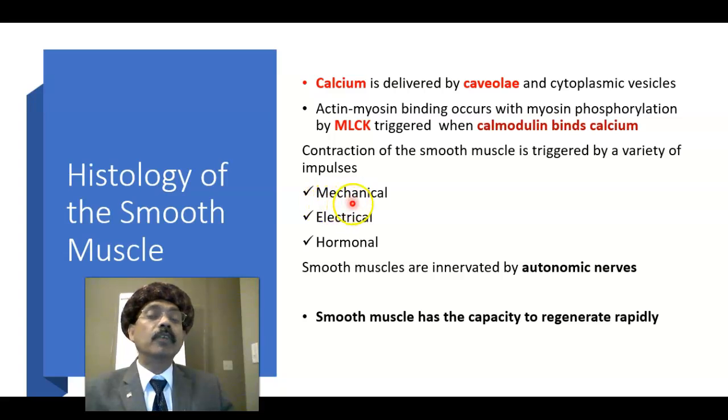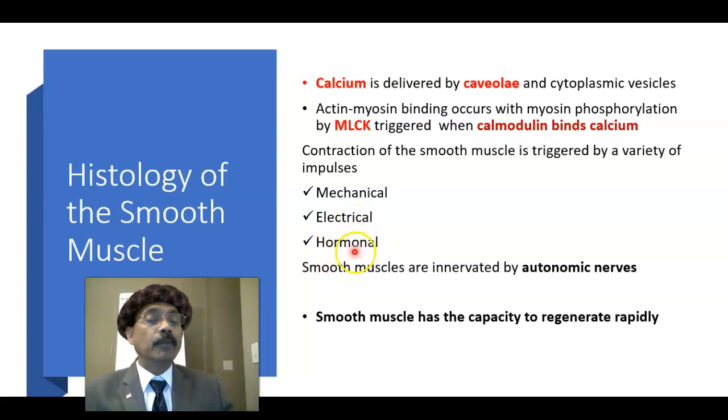Some food bolus getting inside the intestine may stimulate peristalsis. Electrical activity is due to the transfer of ions through the gap junction. Hormonal activity is by the action of hormones, maybe a local hormone like paracrine secretion, and it may also come from the posterior pituitary, from the hypothalamus, like oxytocin formed in the hypothalamus and stored in the posterior pituitary. The oxytocin works on the uterus, especially the gravid uterus, and also on the breast.